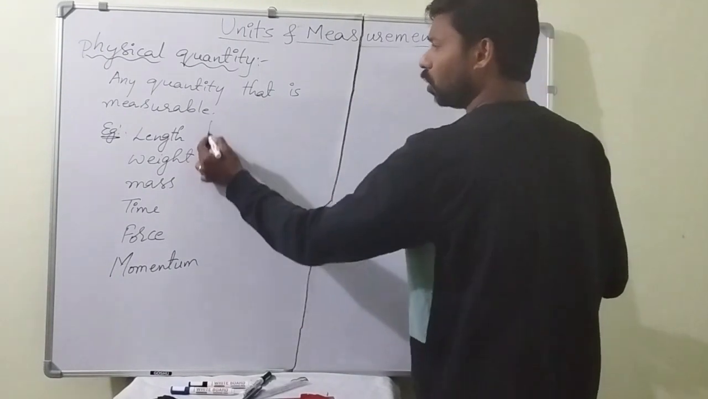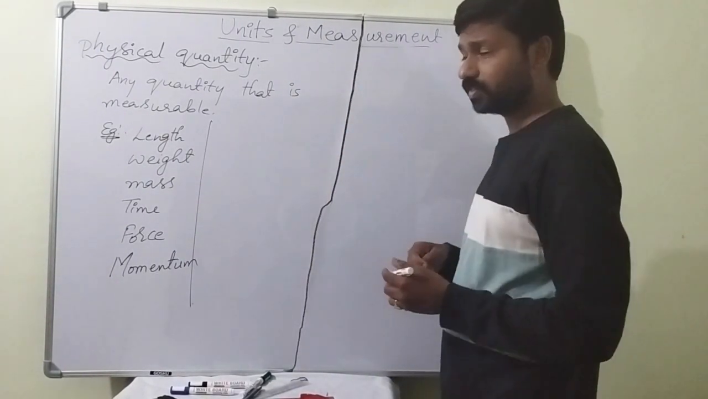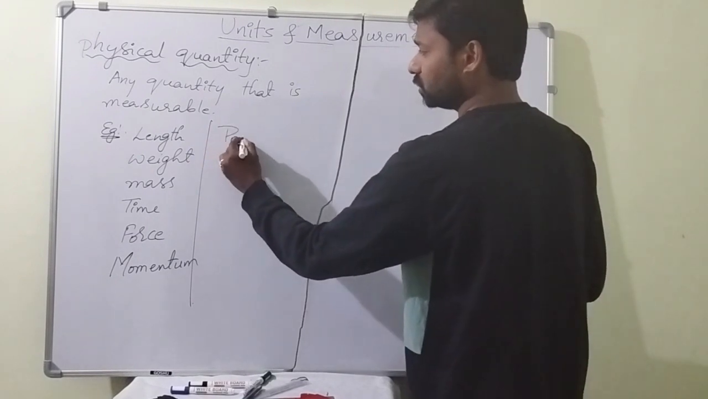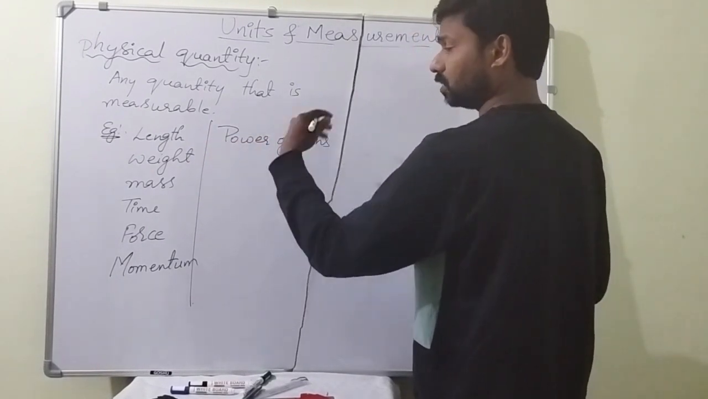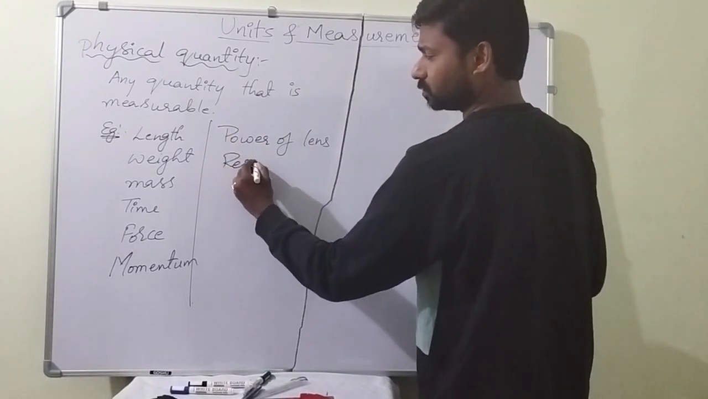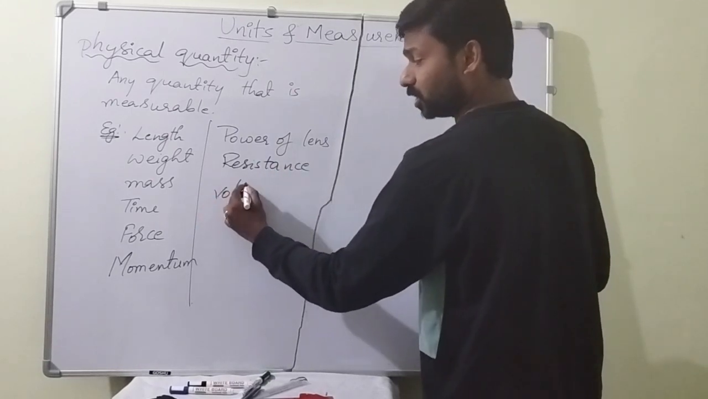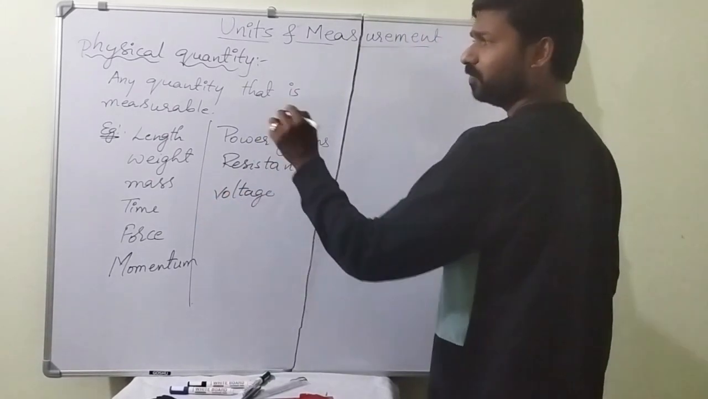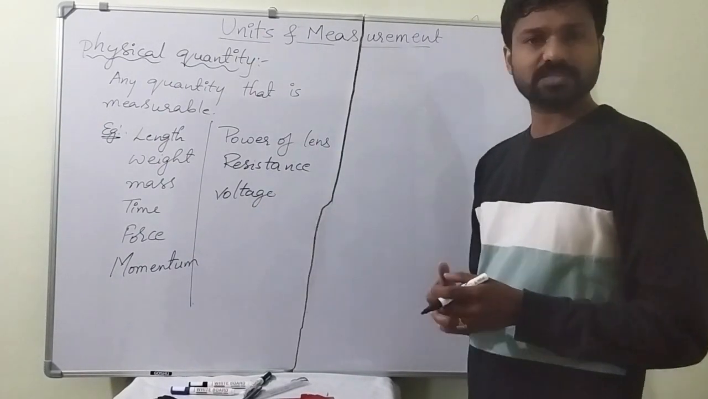Apart from that, which you already know from your class 10, you might have come across different physical quantities like power of a lens, and then there is one more. What is that? Resistance. We are able to measure resistance, right? Even voltage or potential difference, these all come under physical quantity because we are able to measure them. So these are called physical quantities.